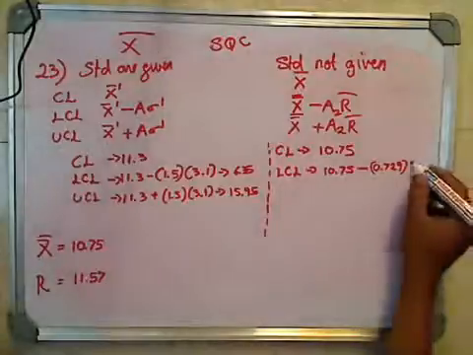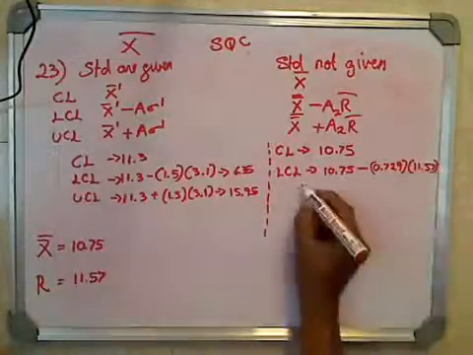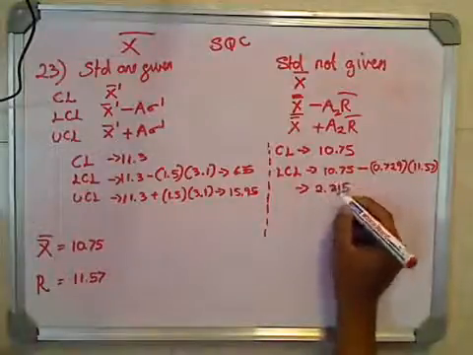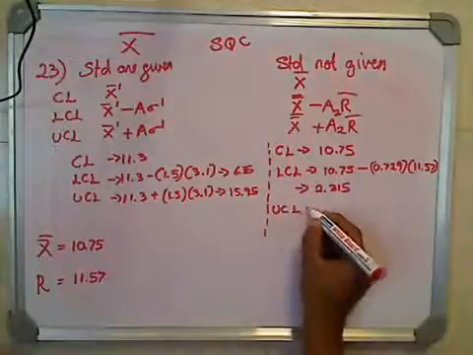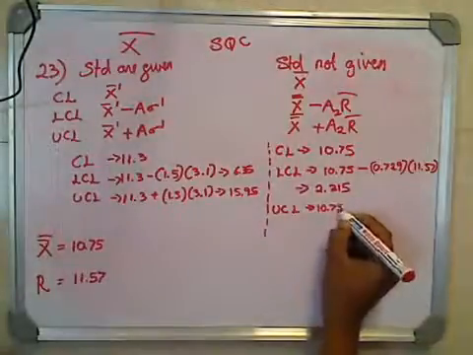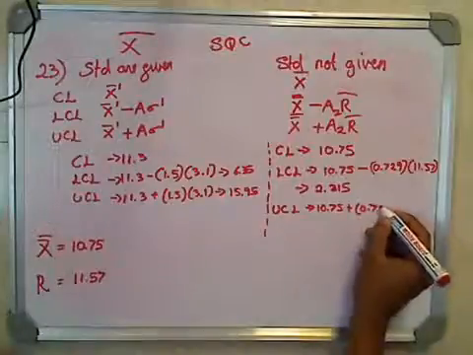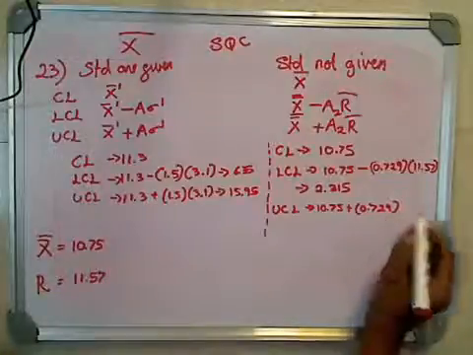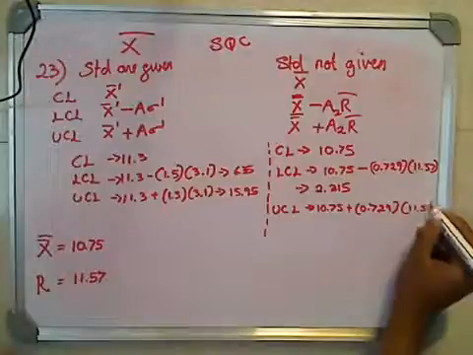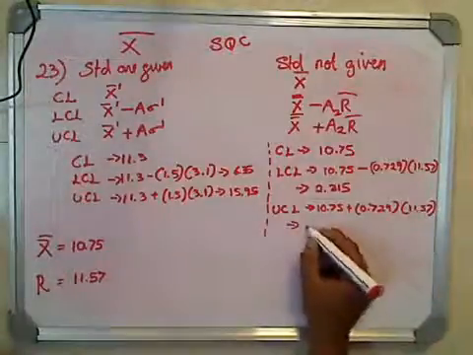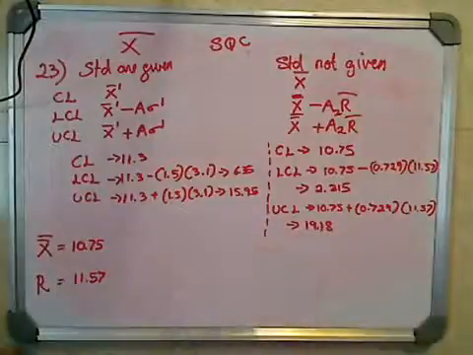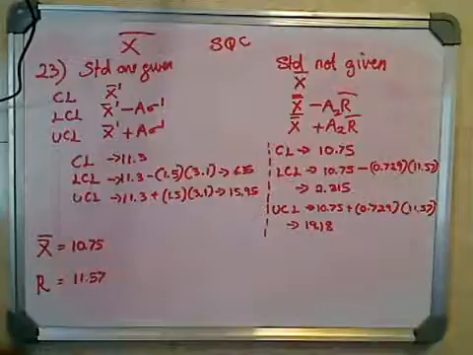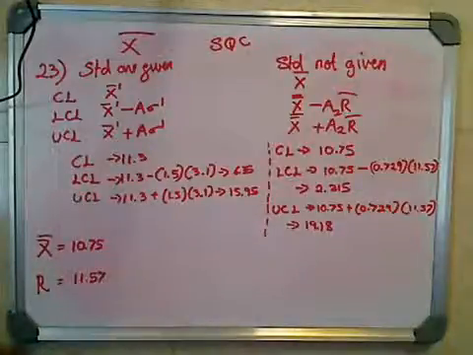We already have 11.57, and this should give you the answer 2.315. Similarly, for the upper control limit, 10.75 plus 0.729. Like I said, 0.729 is a constant. It's there in the textbook. Multiplied by 11.57, this should give you the value as 19.18. Okay, 19.18. So this is how you would go about calculating the values for the X chart.